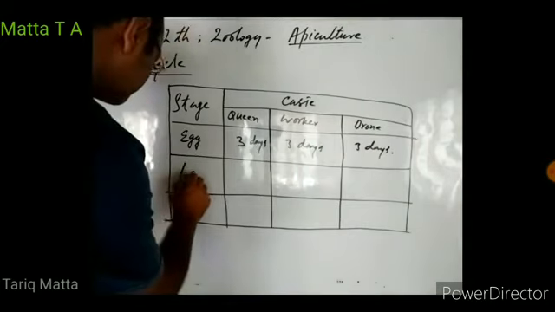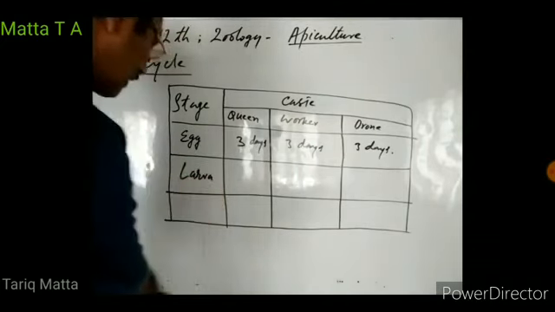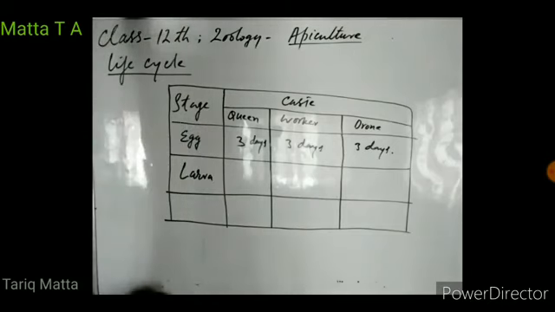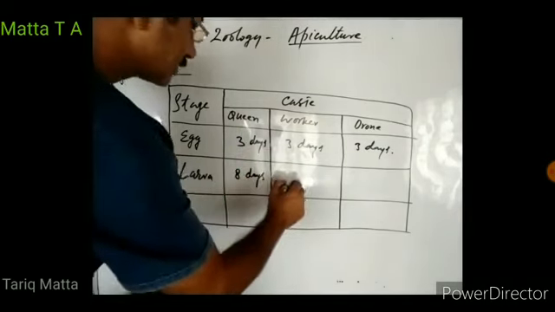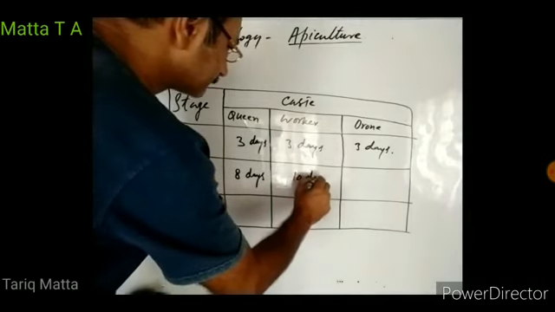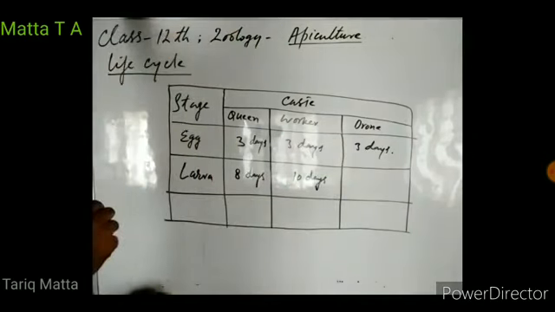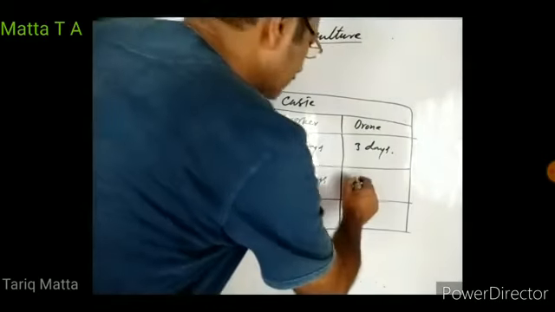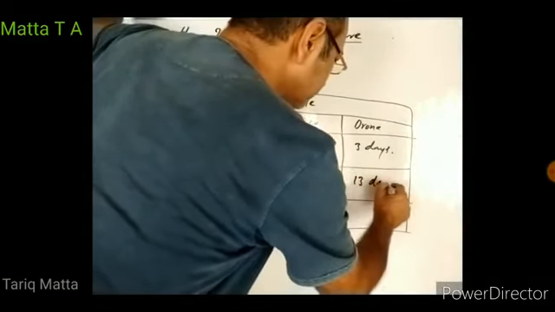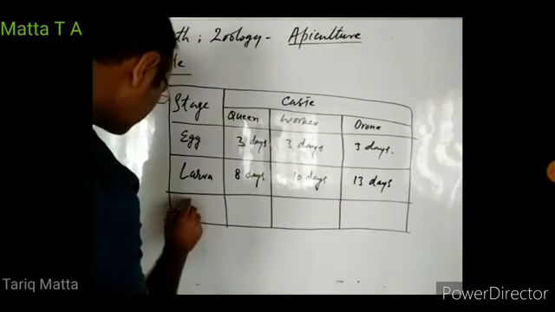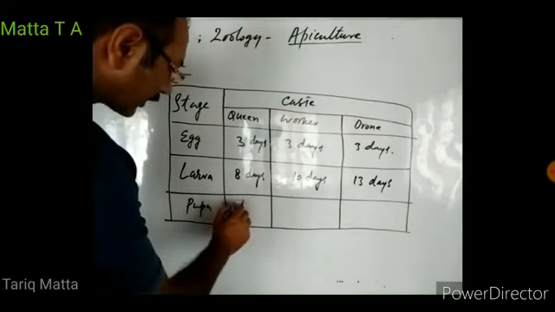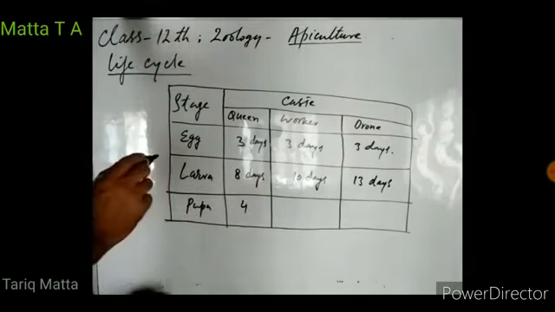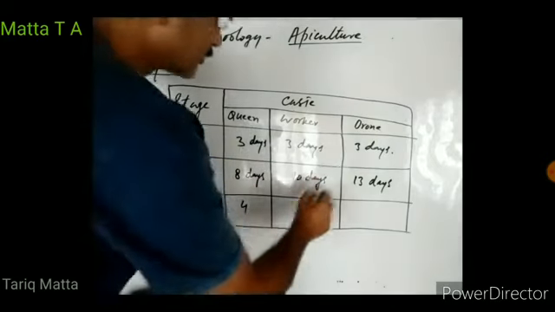Then larva. Larval stage: in case of queen, it lasts for 8 days. In case of worker, it lasts for 10 days. And in case of drone, it lasts for 13 days. Then larva gives rise to pupa. Pupal stage in case of queen lasts for just 4 days. In case of worker, it lasts for 8 days. And in case of drone, it lasts for 8 days.